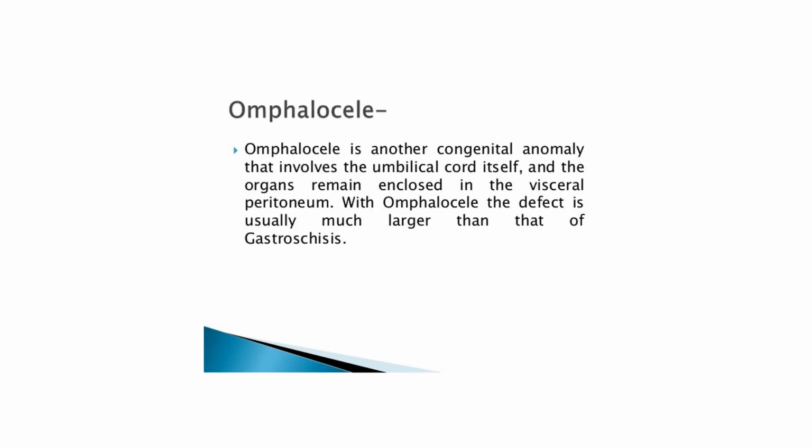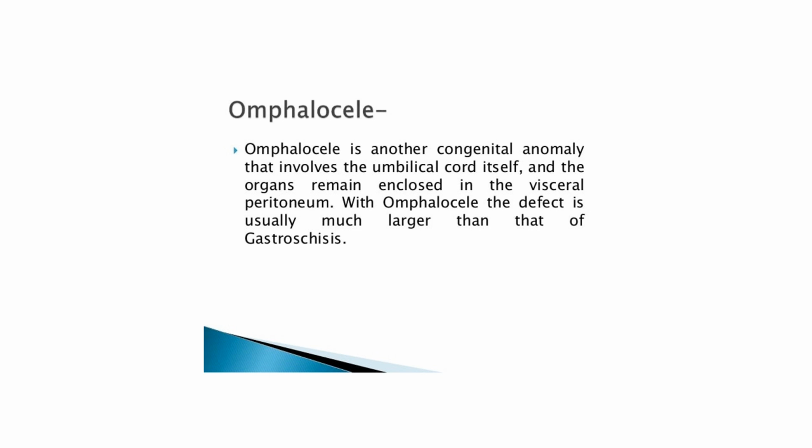Next is your omphalocele. The omphalocele is another congenital anomaly that involves the umbilical cord itself, and the organs remain enclosed in the visceral peritoneum. With omphalocele, the defect is usually much larger than that of gastroschisis.